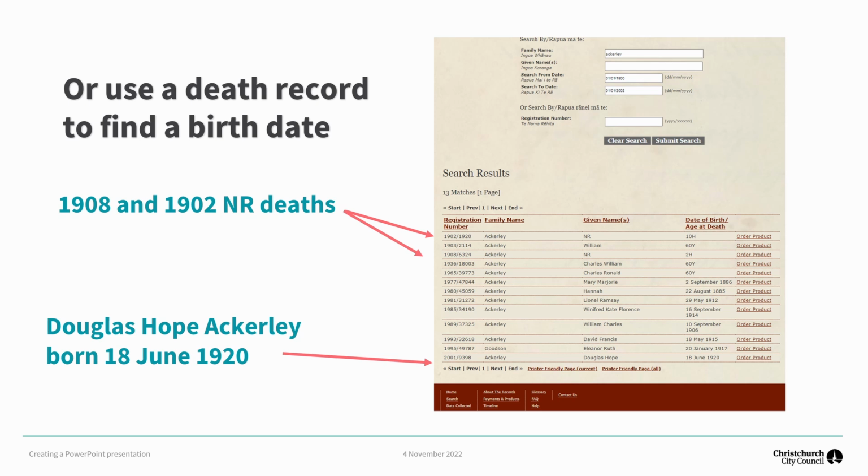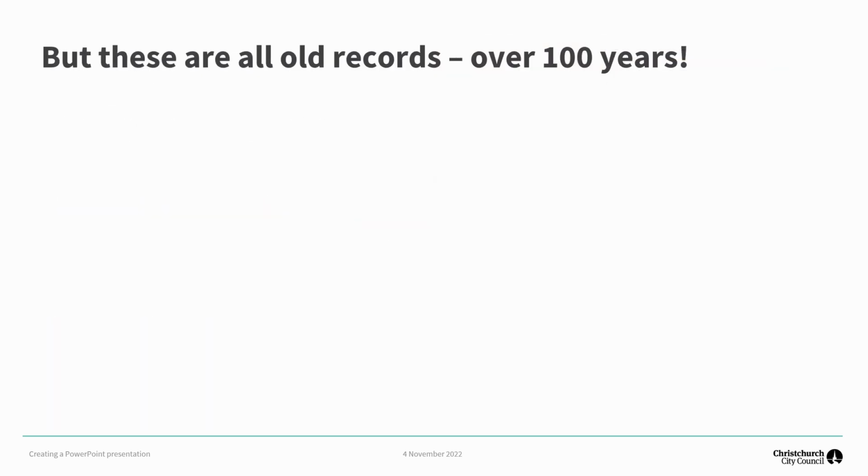Note here we see the death recorded for the 1902 baby born to Gladys and Charles William, and the time lived is given as 10 hours, and the death of another baby in 1908 who lived just 2 years. But these are all old records, over 100 years.